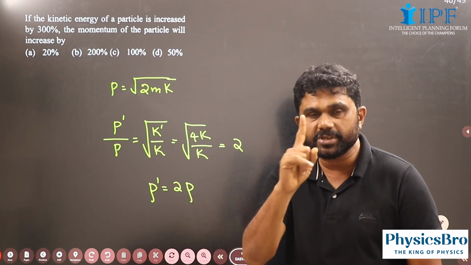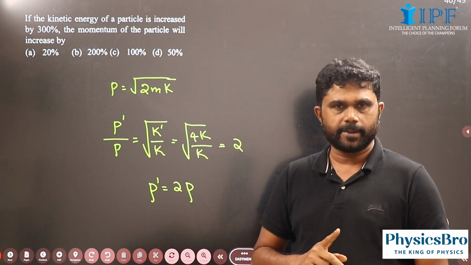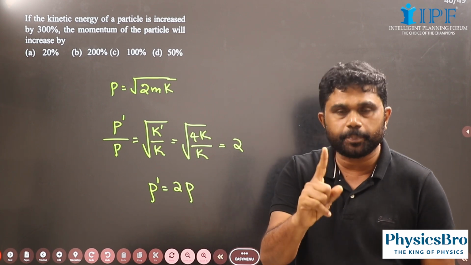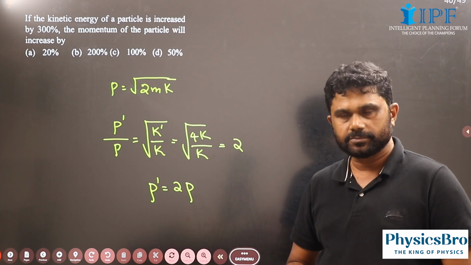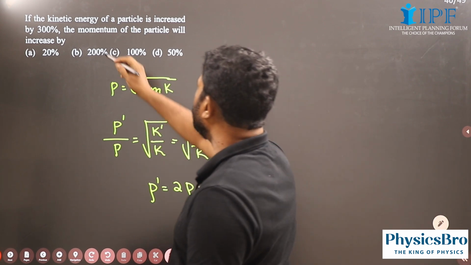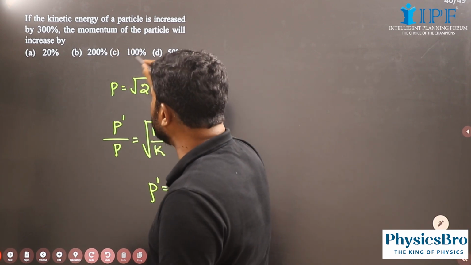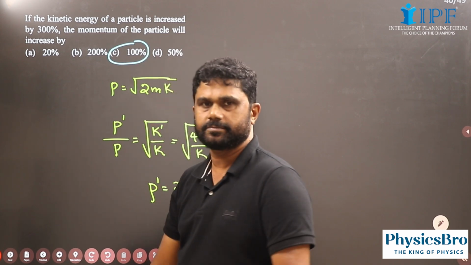Original linear momentum is 1p and it is 100%. Now the linear momentum is 2p, means it is 200%. Means it is increased by 100%. So the momentum of the particle will increase by 100%.